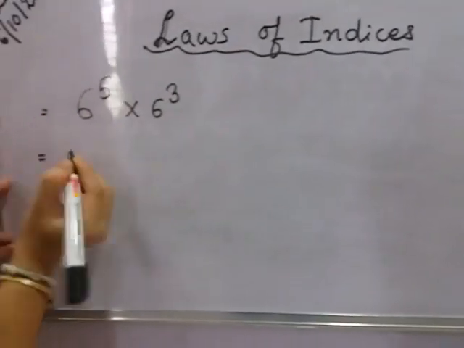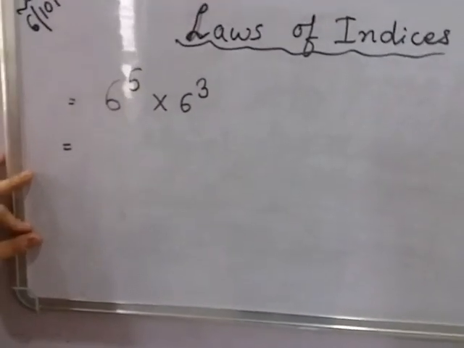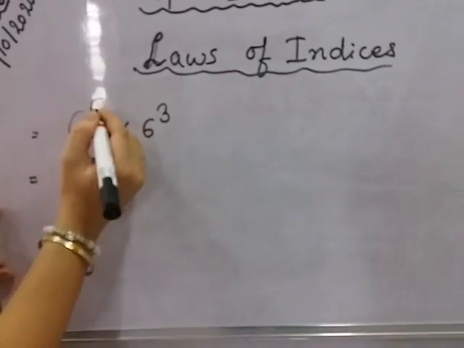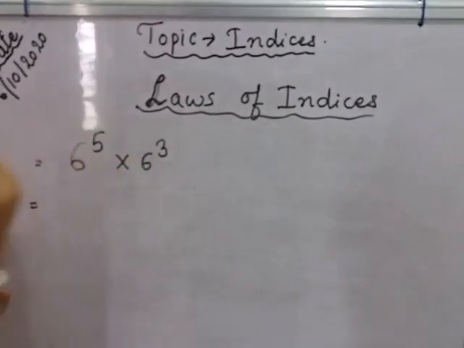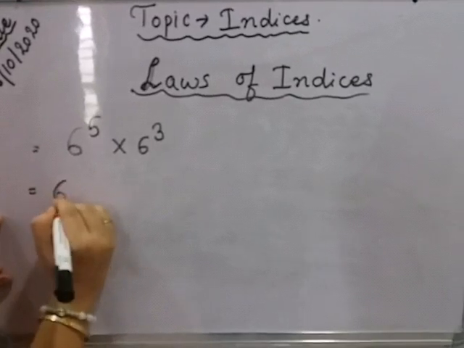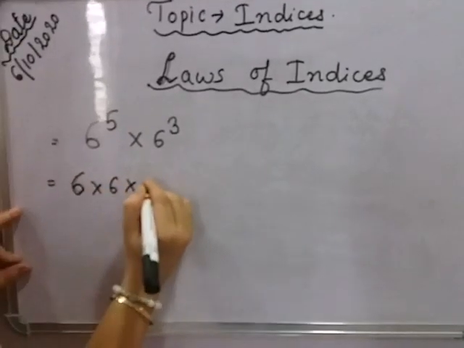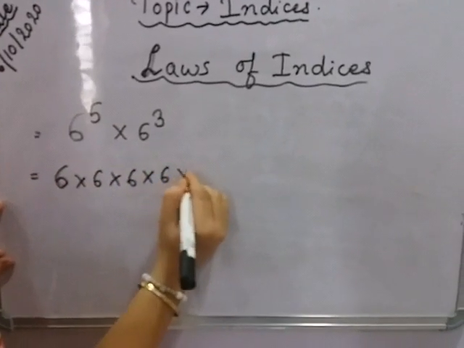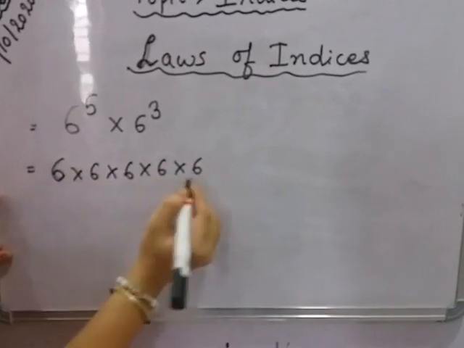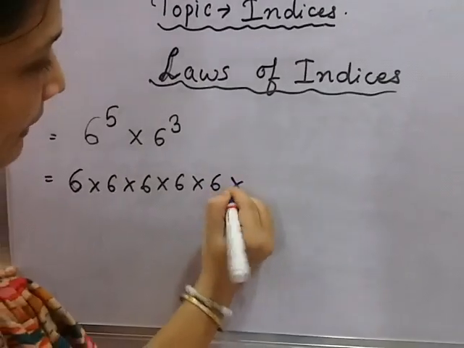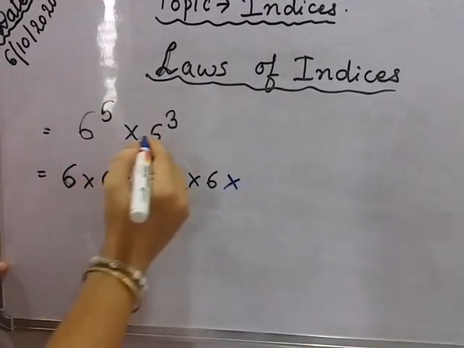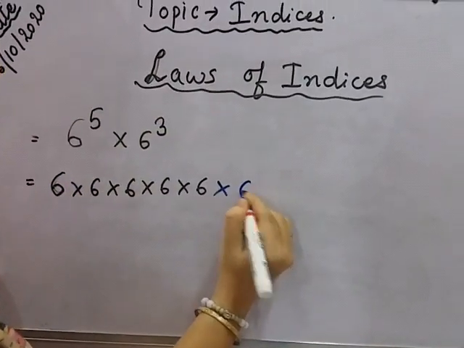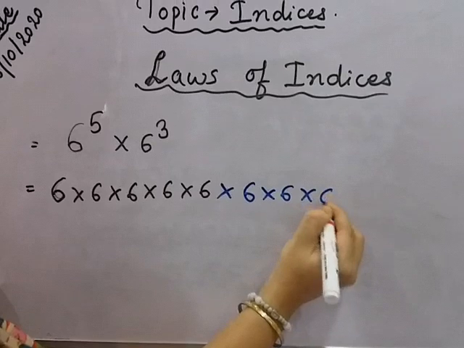Just now in the first part of this lesson we have learned that 6 raised to 5 means we are writing 6 five times in multiplication form. So let's write that down in multiplication form. Count so that you have written it 5 times. Now multiply, and we are taking 6 raised to 3. How many times are we taking 6? 3 times. So write it down 3 times.